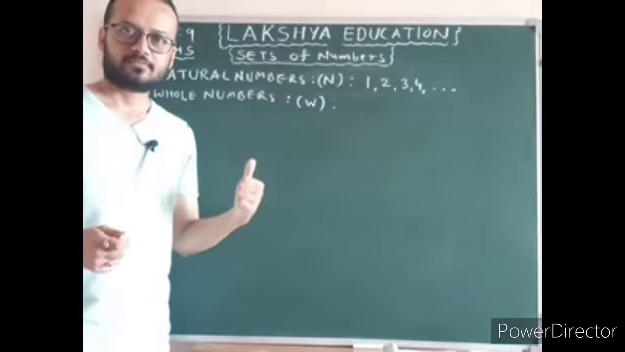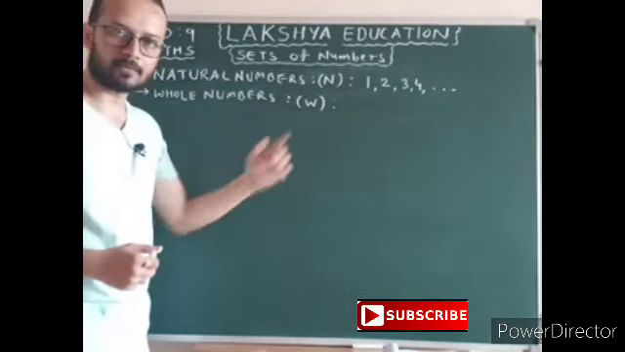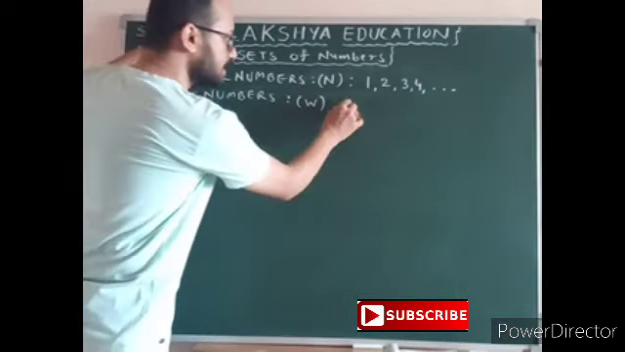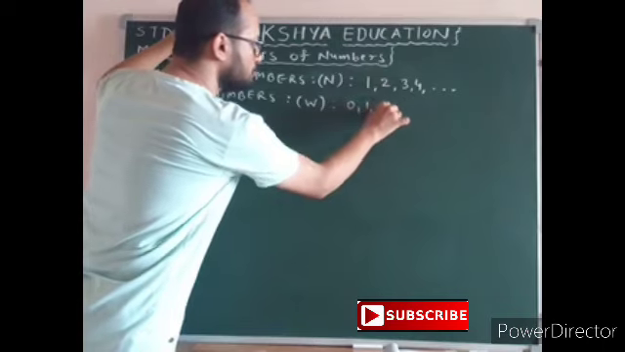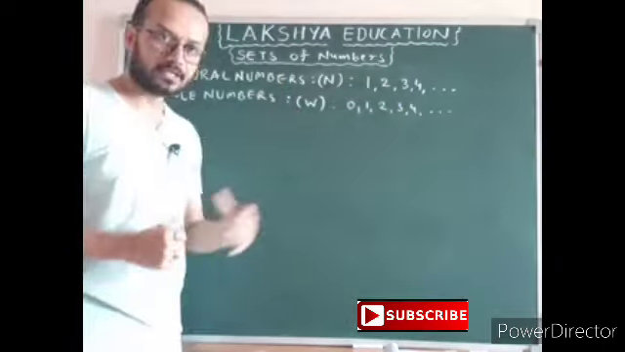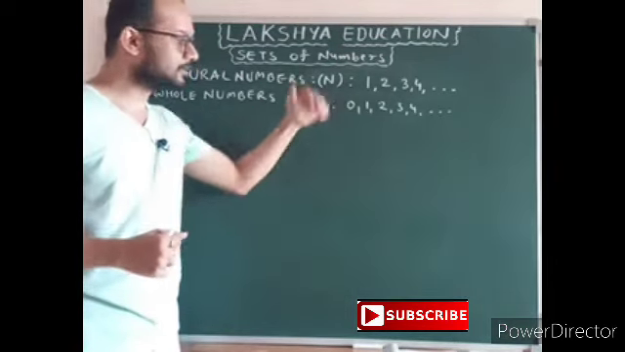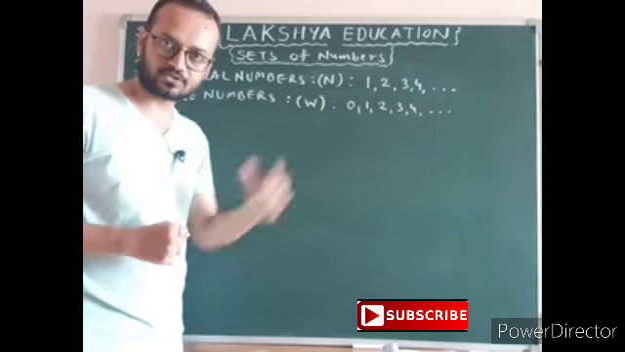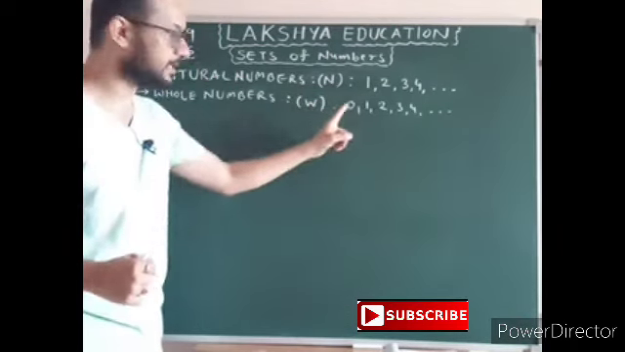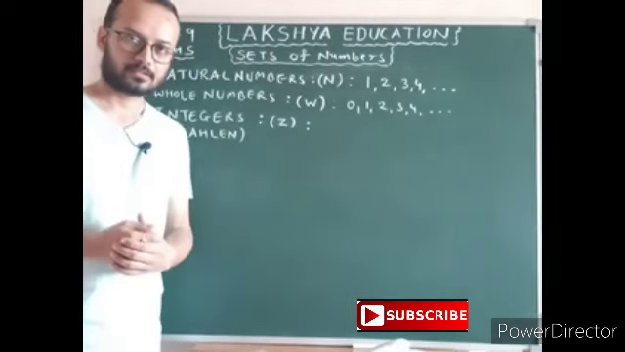Then the second set, it is the set of whole numbers. Whole numbers is denoted by W. Now the set of whole numbers include the numbers like 0, 1, 2, 3, 4 and so on up to infinity. In whole numbers, 0 is included, which is something more than the set of natural numbers. Natural numbers begin from 1 whereas whole numbers begin from 0. This is the second set of numbers.